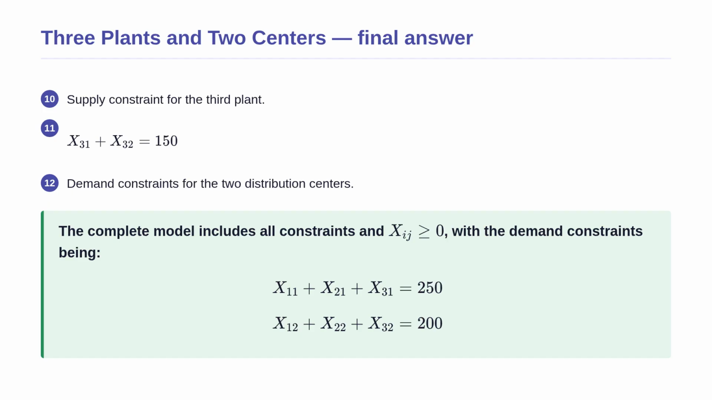Then we write the demand constraints. The first distribution center receives shipments from all 3 plants, and their sum must exactly equal 250 units. The second center's incoming shipments must equal 200 units. Assuming all variables are non-negative, this completes our formulation. We have successfully translated a complex physical limit into a strict mathematical rule.